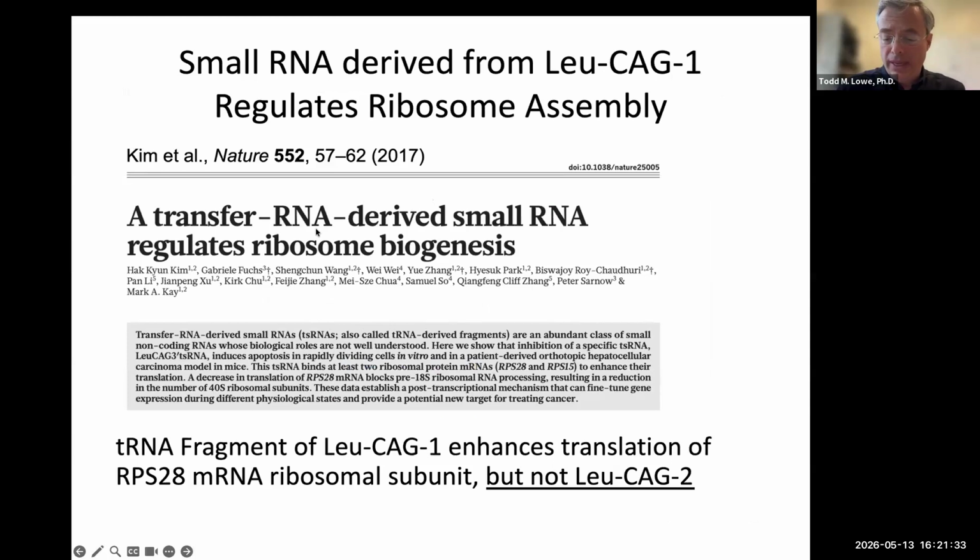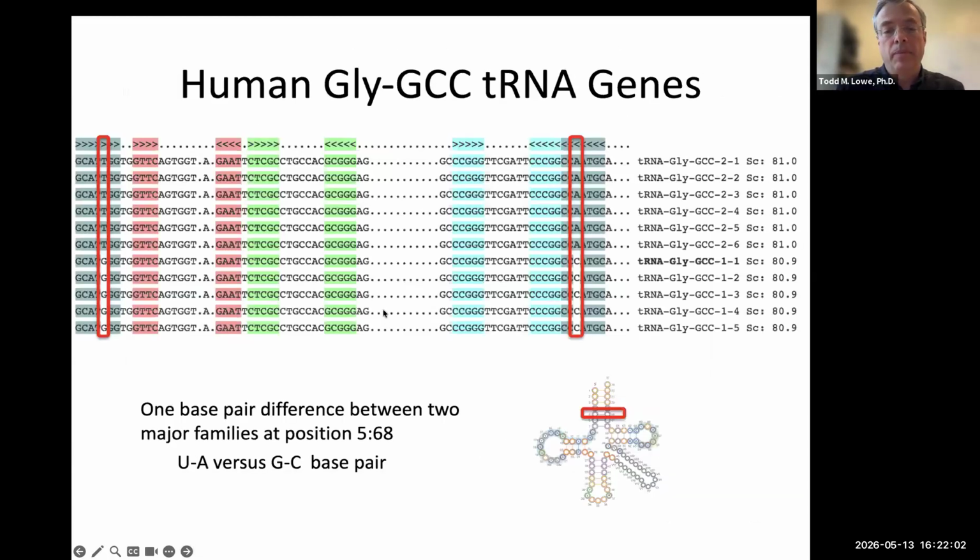So then if you look, there's a paper from Mark Kay's lab that came out in 2017 and showed that a fragment of Leu-CAG1, but not a fragment from Leu-CAG2, is actually required to enhance translation of the RPS28 ribosomal mRNA subunit. And so this is a hint of some of the specialized function, that one of those is helping control ribosome biogenesis and the other is not.